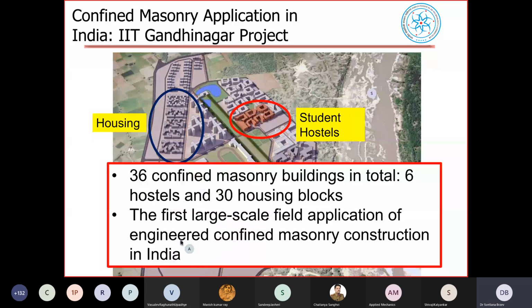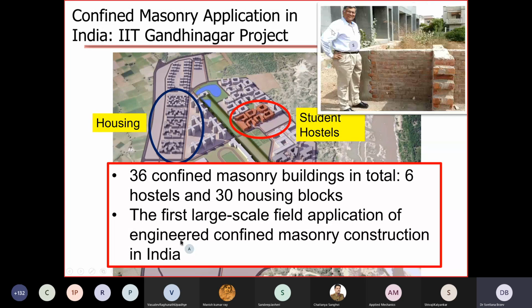So this is, as I said, the first group of confined masonry buildings on this campus. 36 buildings in total, and currently, at this moment, there are more than, I would say, 45 to 50 confined masonry buildings. Even the residence of the director of IIT Gandhinagar was also constructed in confined masonry.